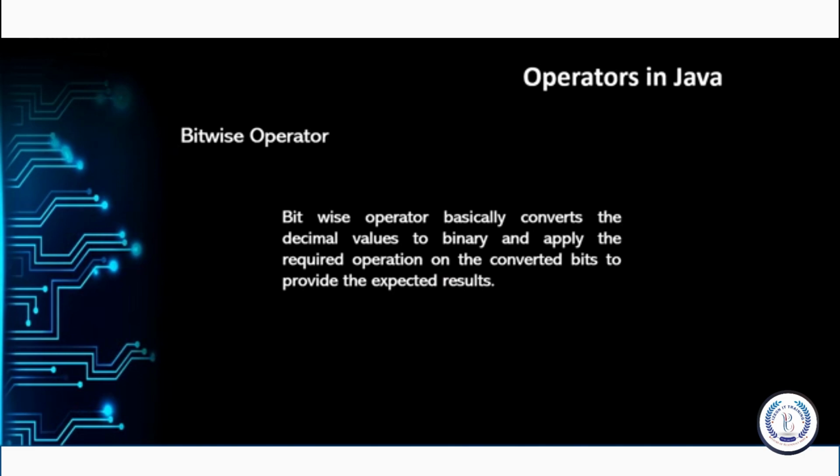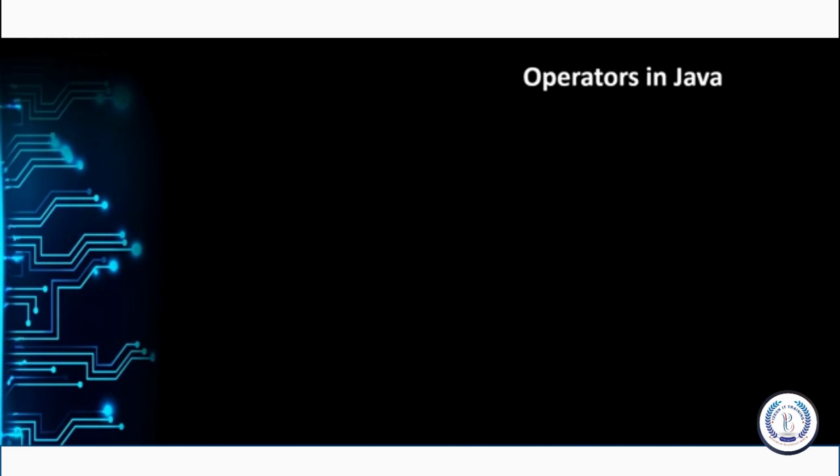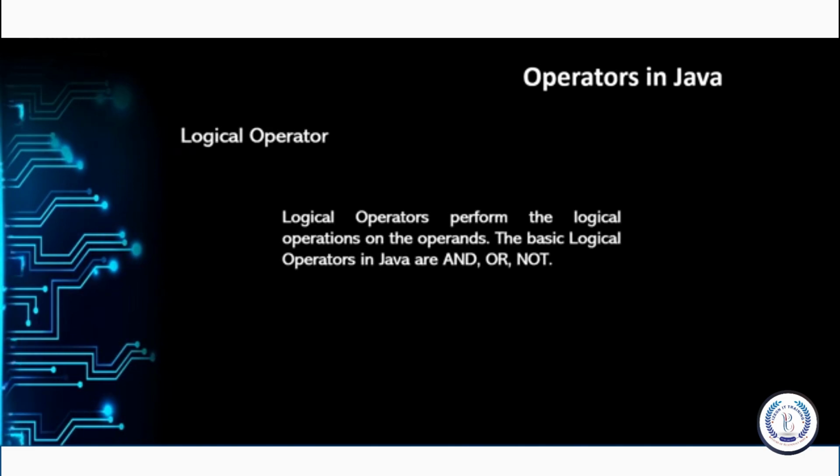Now, followed by this, let us move ahead and understand the next type of operators, that are the logical operators. The logical operators are the operators which are applied on both the ends or both the operands. The basic logical operators supported in Java programming language are AND, OR, and NOT. The AND operator is used to perform a logical operation on two operands, and it will result in a Boolean result.